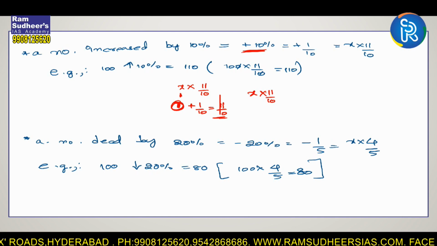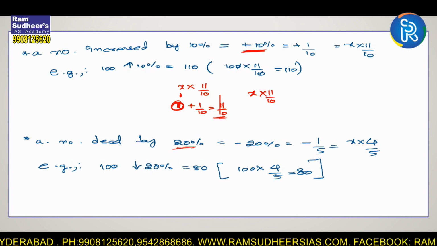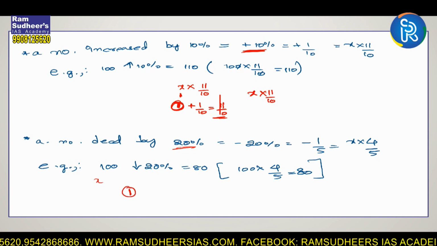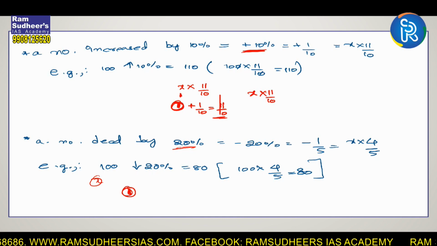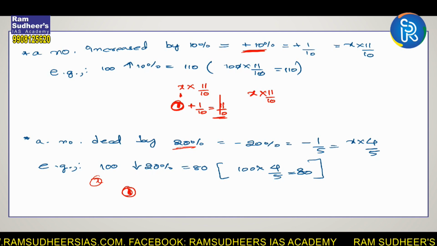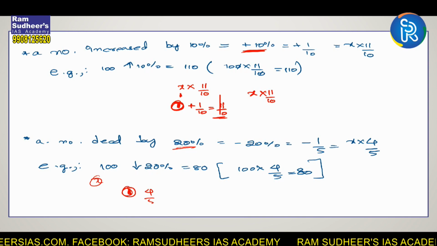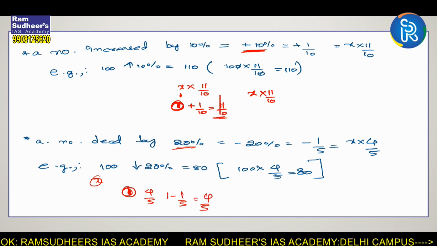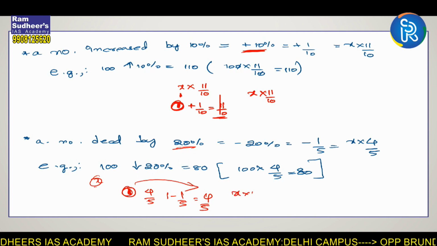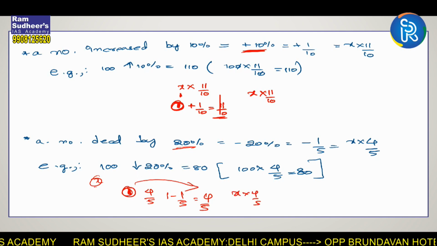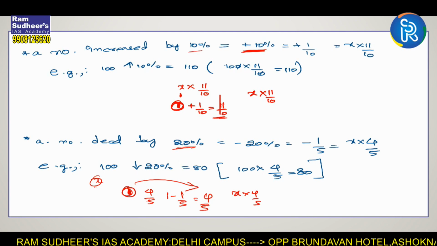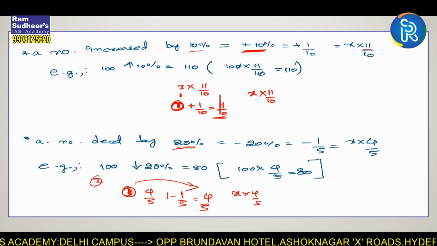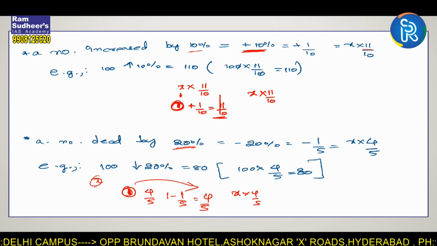The same case with a number decreased by 20%. My number, whichever it is, first I assume it to be x, and then I assume it to be 1 unit. When decreased by 20%, it would be 4 by 5, like 1 minus 1 by 5. This is 4 by 5. And 1 unit is 4 by 5, so my x units would be x into 4 by 5. Just remember, whenever a number is increased by 10%, 20% or something, it would be x into 11 by 10, or 6 by 5 when it is 20%. And decreased by 20%, it is x into 4 by 5.